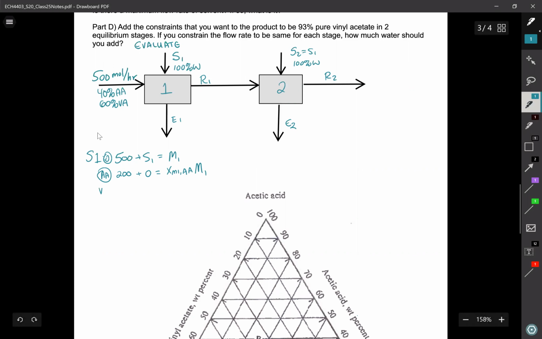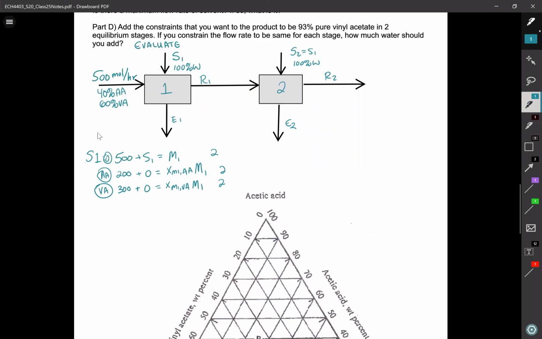So maybe I might try a third equation to see if I can get any closer. So the vinyl acetate balance is 300 plus 0 is equal to X M1 vinyl acetate times M1. So this is 2 unknowns as well, and I mentioned that they're all different unknowns, so I can't solve a system of equations for them.